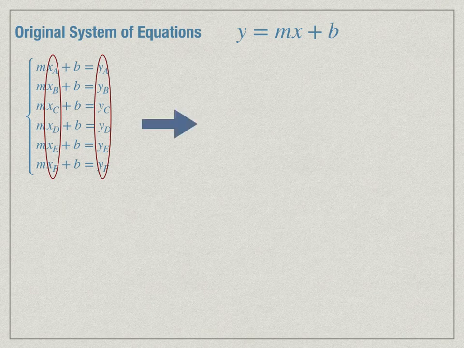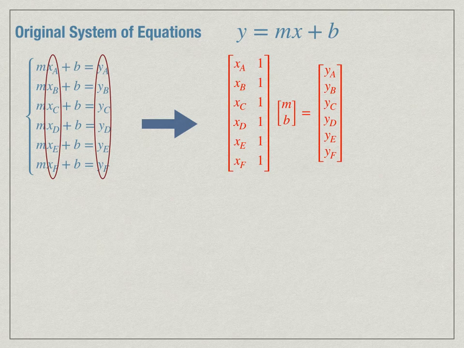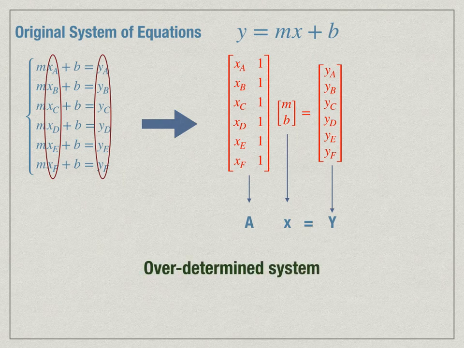From the system of equations, we can transform it into a matrix equation. A is a coefficient matrix, x is a variable vector representing the values of m and b, y is the y values of all of the points. This is an overdetermined system, and most of the time, this kind of system is inconsistent. So we can't find a solution for this equation, which makes sense because we can't find a line that fits all of the 6 points.